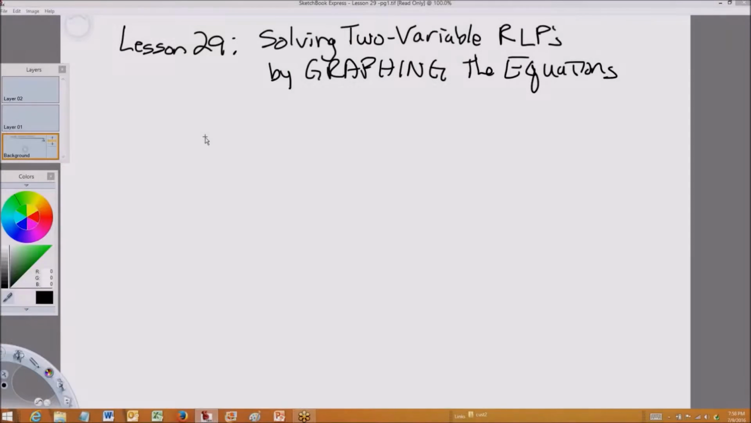Okay, lesson 29 is a takeoff of lesson 28, but we're going to solve the two variable real-life problems by graphing the equations this time.